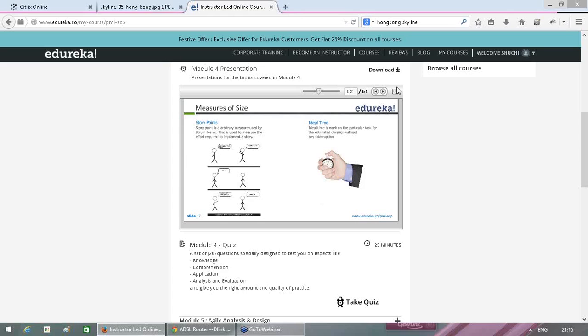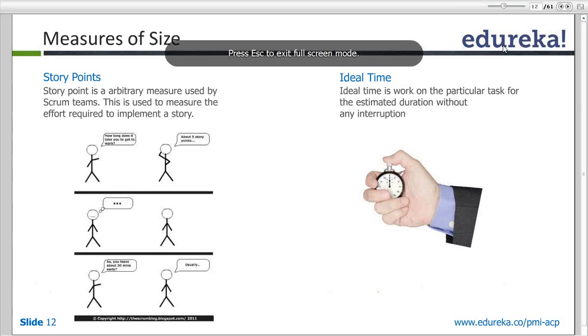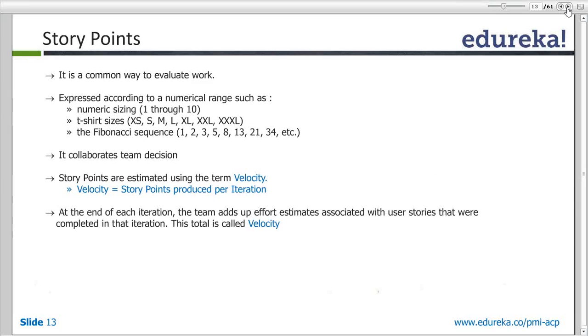Does that help, Madhav? Yeah, understood. So the story points are the views of each member of the team, right? Right. Okay.